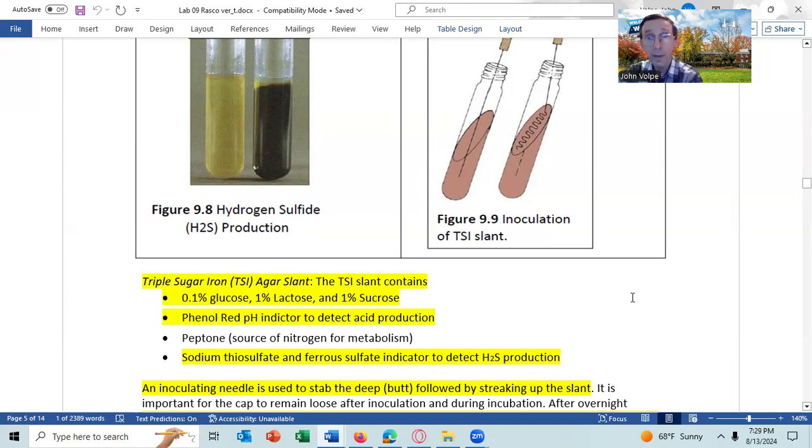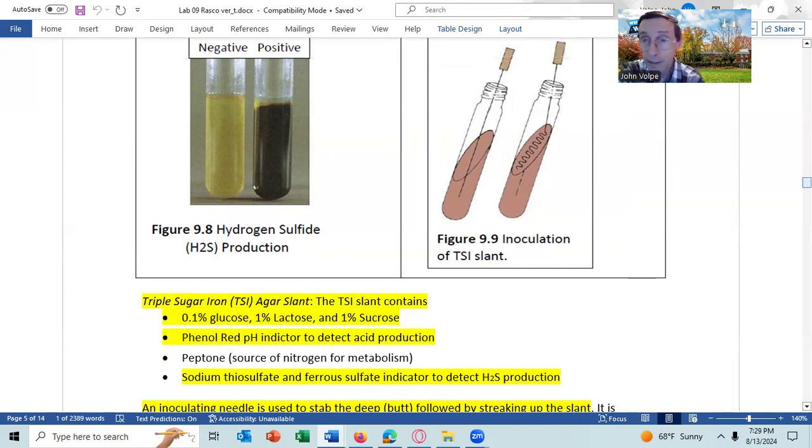With the TSI tube, you first get the bacteria on the tip of your needle, and then you inoculate the butt of the tube, meaning you stab the needle into the tube. You should go down about 2/3 of the way. You do not want to go all the way down, because you might touch the needle to the bottom of the tube, in which case you can damage the needle.